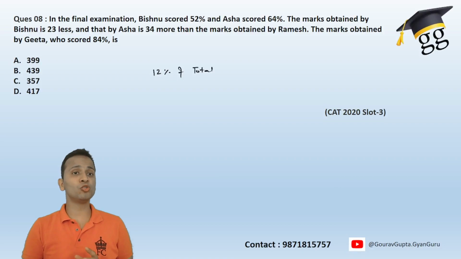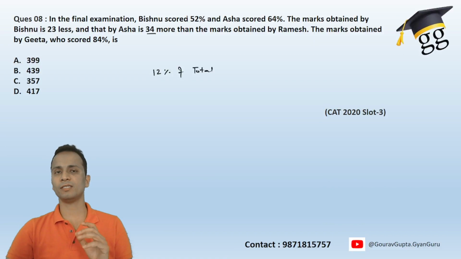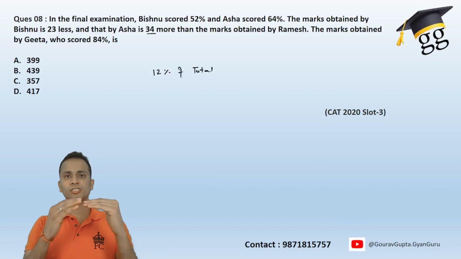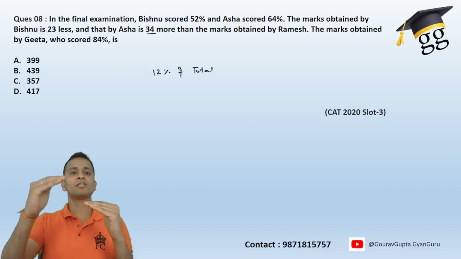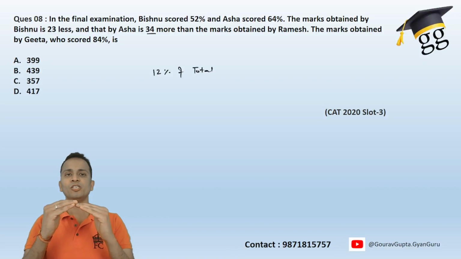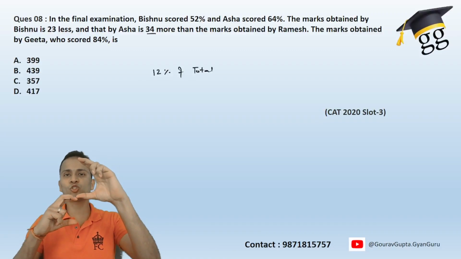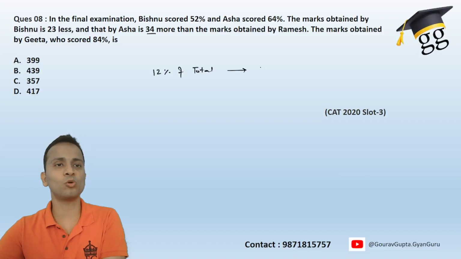The marks obtained by Vishnu is 23 less and that by Asha is 34 more than a person. So there is a comparison that is given. Ramesh से कंपेयर किया हुआ है. Vishnu is 23 less and Asha is 34 more. So the gap between Vishnu and Asha in terms of marks will be 34 plus 23, right? So I can say that this gap, which is 12 percentage of total, will be 23 plus 34.